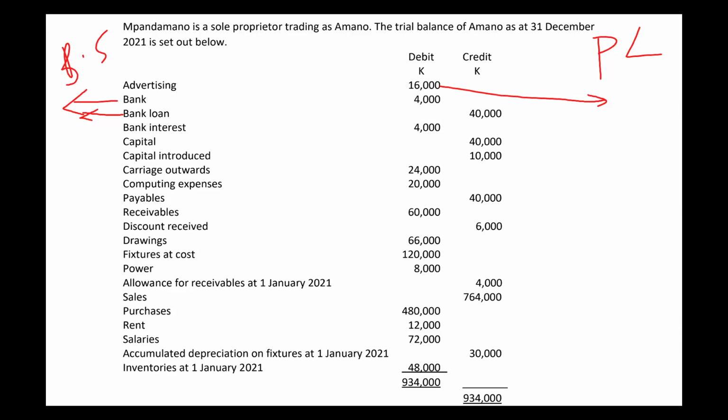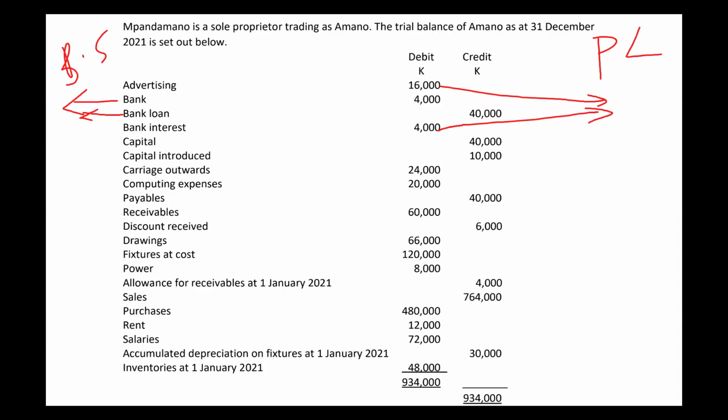Bank interest. Where do we put bank interest? What did you say? I don't remember where it goes. Oh, okay. Go ahead, Brother Boniface. Yes, you said it's an expense. So it goes in the PL, profit and loss.